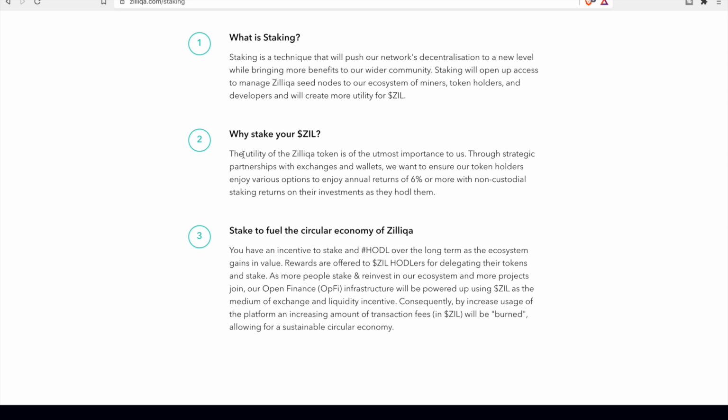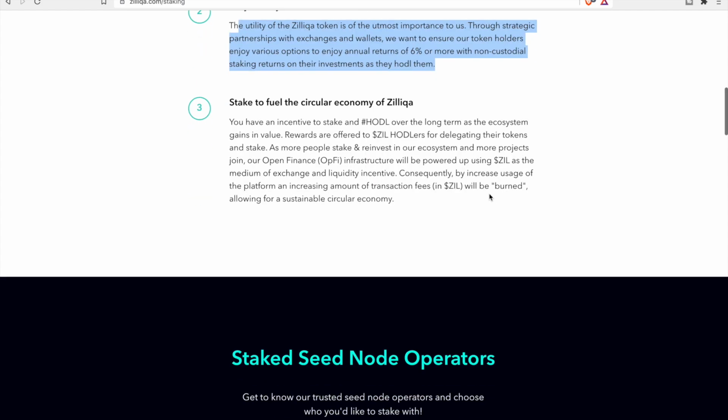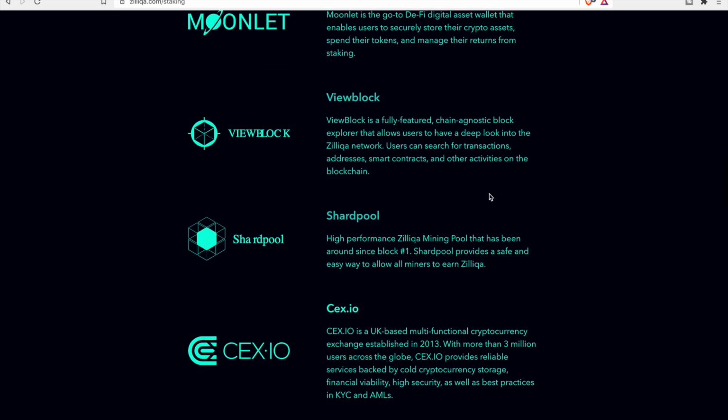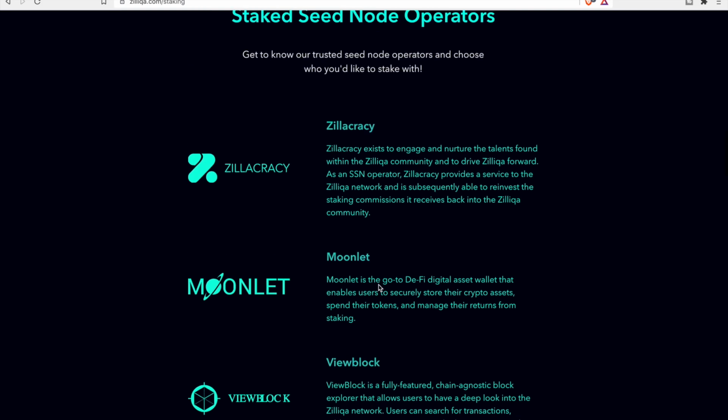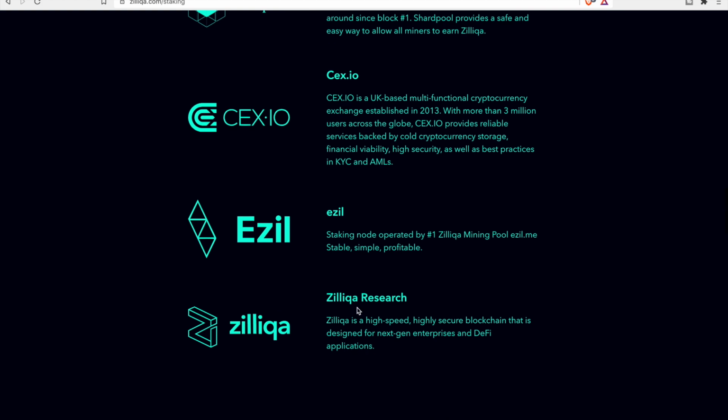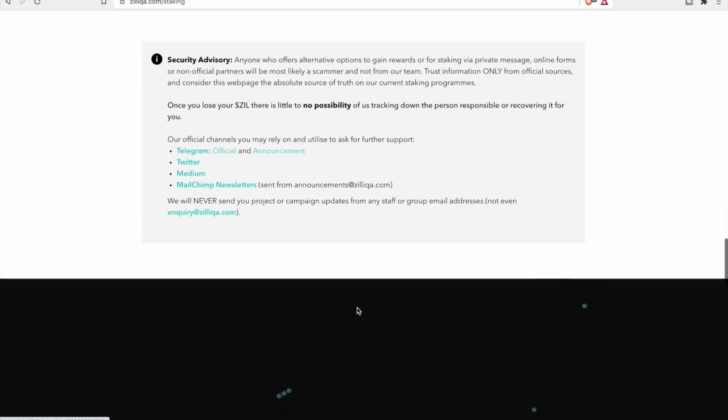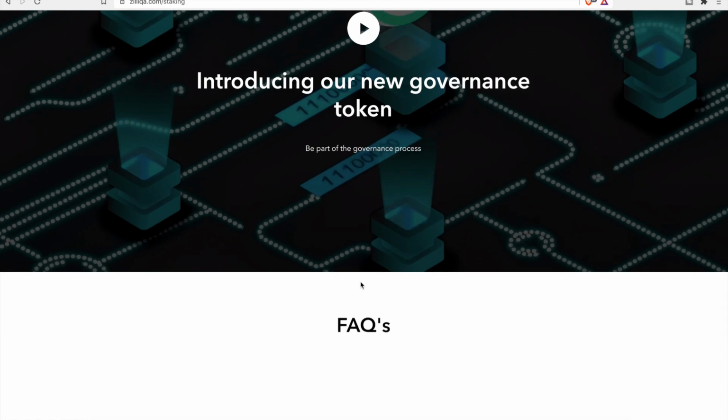So why stake your Zilliqa? The more people that stake, you get more returns. But obviously, the more people that are staking in, the lower the returns go. But you guys can see, here's some of the wallets you can stake on. Even Atomic Wallet does it. It's pretty cool. Here it is.